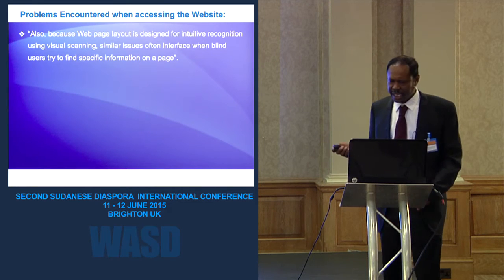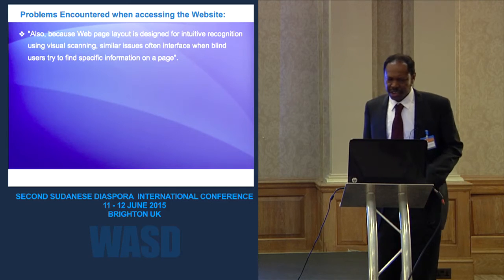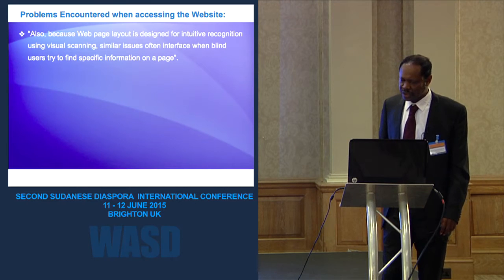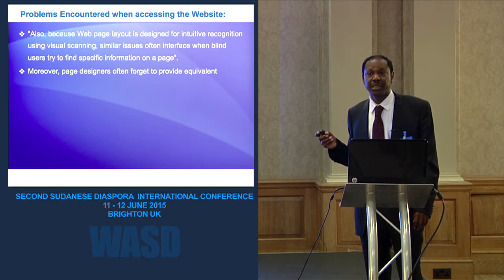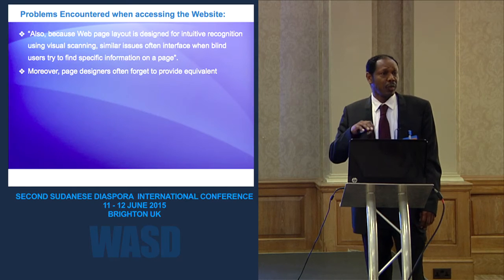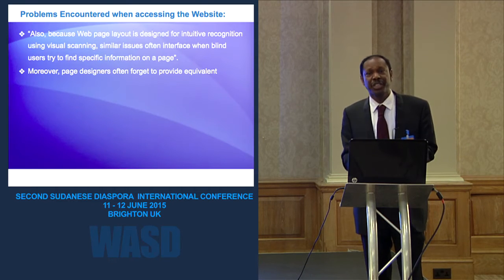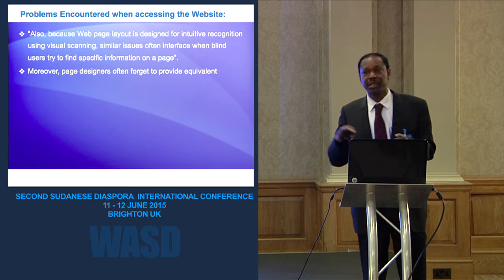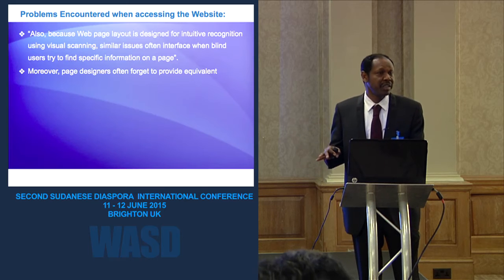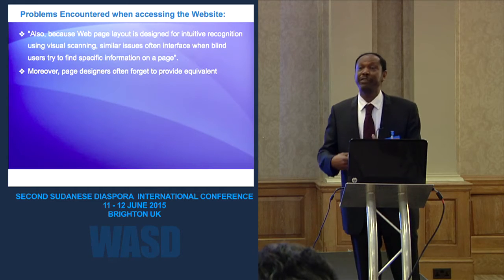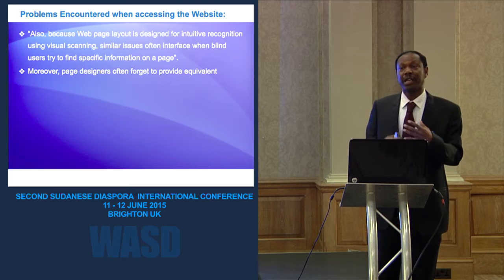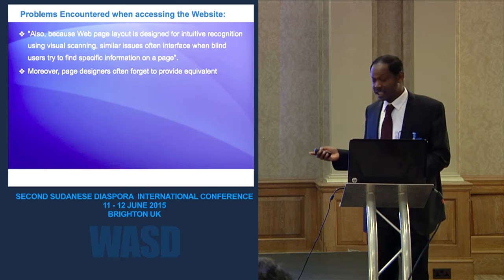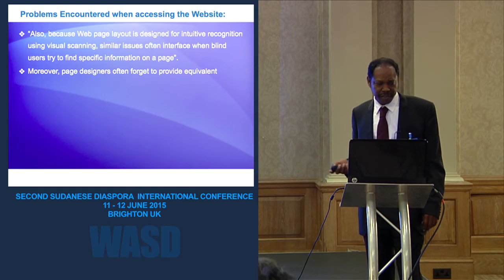Also, because the web layout is designed for name recognition and visual scanning, similar issues arise for visually impaired users trying to find specific information on the page. That may take a long time to find what they are looking for, so this is where the discrimination is. Non-disabled people can find the information easily, but people with disability take time, even with the software they use, to find what they are looking for. Sometimes they are annoyed and they give up, which is really a big problem for the visually impaired.